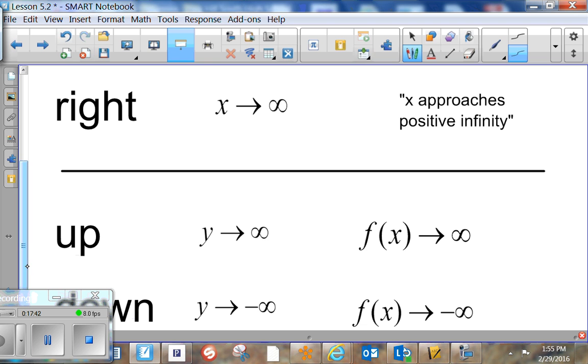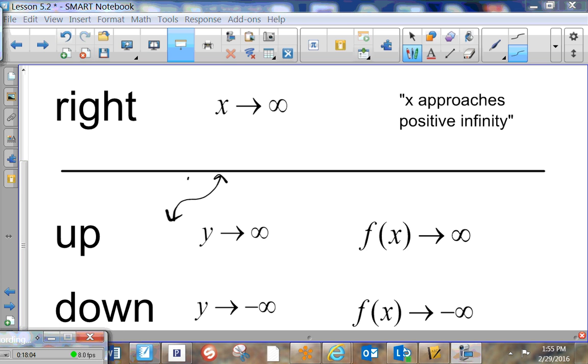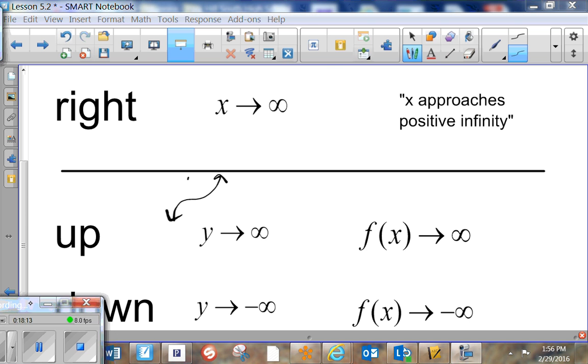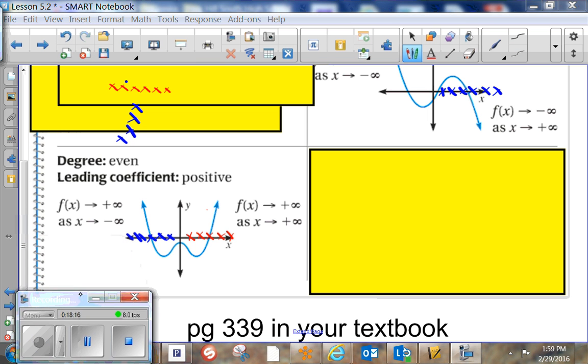Then if I'm describing up and down, it's going to be the same. When you go up, the y is approaching infinity, because this is going to get higher and higher and higher. And going down, we would describe that as the y's going further and further down, and that would be negative infinity. So let's move on.